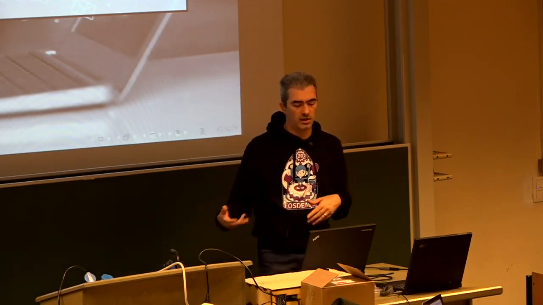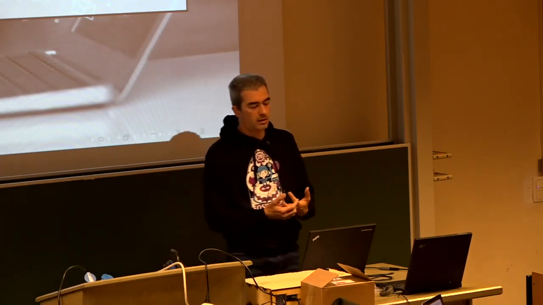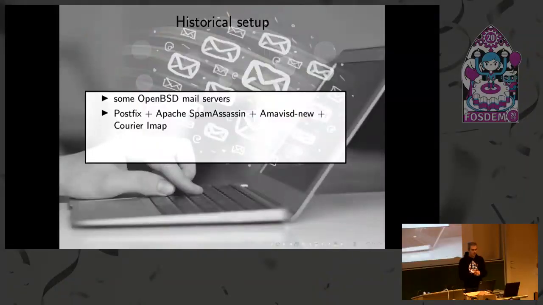The historical setup was on MySQL, some OpenBSD mail servers, running the classical Postfix, SpamAssassin, Amavis, and Courier. Remap. And then during the years, we found that something should be changed to improve. One of the things was definitely Postfix, because complex setups start being too complex for many reasons. Also because of Amavis, that acts like a proxy, has its own configuration and so on, and we wanted something simpler.